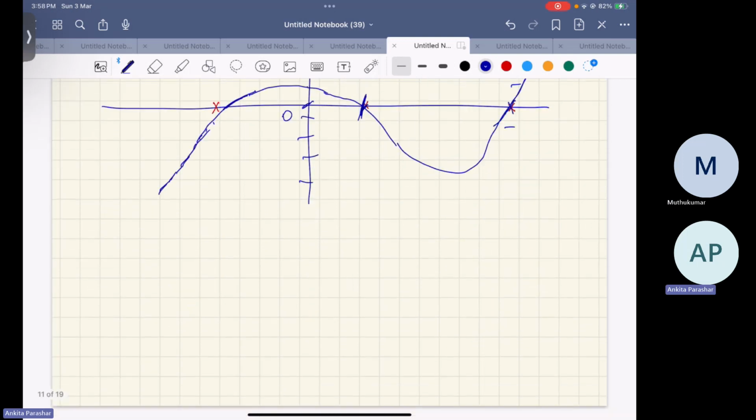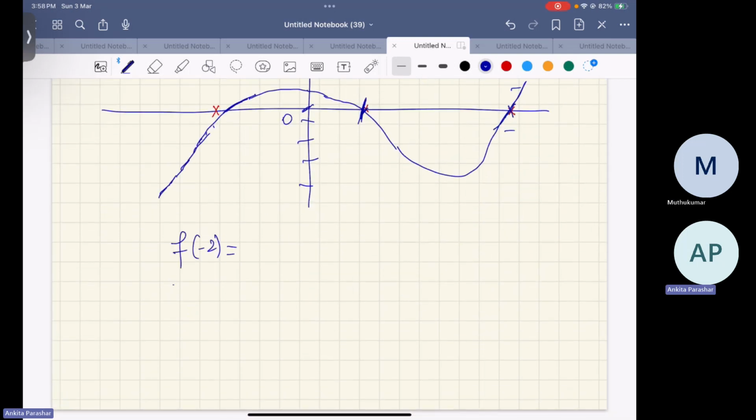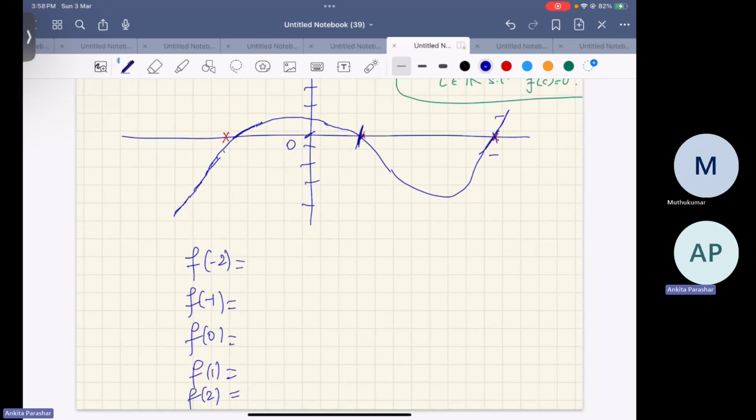So I'm giving you some idea. Let's say you try to look at f of minus 2, f of minus 1, f of 0, f of 1, f of 2. You can quickly tell me what these are, because your f of x is x cube minus 3x plus 1. What is f of minus 2? It is negative, it is minus 1. What about f of minus 1? F of minus 1 is positive. It is 3.